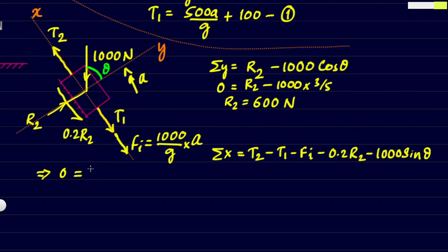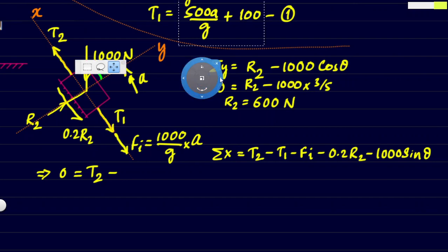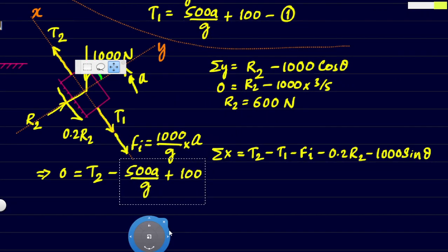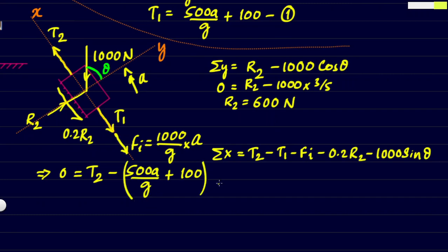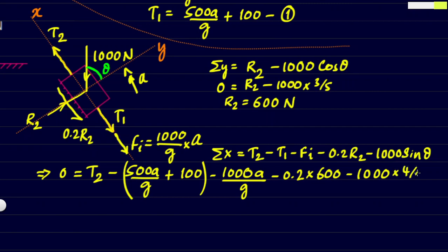And on the right side we have T2, which we don't know. T1, we know the formula for this, so let us substitute that in place of T1. And then minus Fi, we have found it, that is 1000 A by G. And then minus 0.2 times R2, we found R2 as 600. Let's substitute. Minus 1000 sine theta. Now sine theta, we'll have to take it as 4 by 5. Now in this equation, except for T2, all other values are negative. So let's send them to the other side to get the formula for T2.